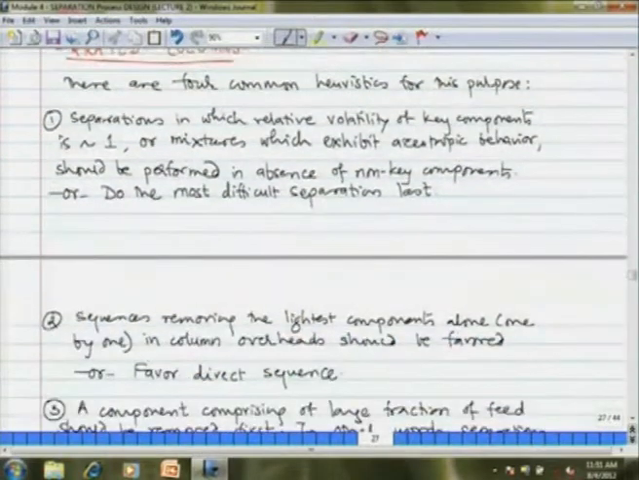First, separation in which the relative volatility of key components is close to 1, or the mixture which exhibits azeotropic behavior, should be performed in the absence of non-key components. As I just mentioned, whenever you are splitting this close boiling mixture, try to have as little contamination from other things as possible. That means you keep them as the last separation, or do the most difficult separation last.